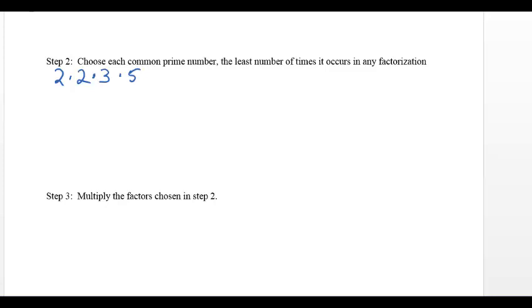Step 3. Multiply the factors chosen in step 2. So we multiply 2 times 2, which is 4. 4 times 3, which is 12. And 12 times 5, which is 60. So the GCF of 120, 300, and 360 is 60. That means that 60 is the largest or greatest number that can divide evenly into 120, 300, and 360.